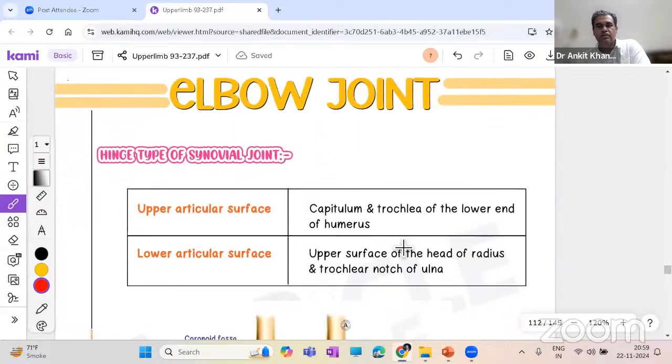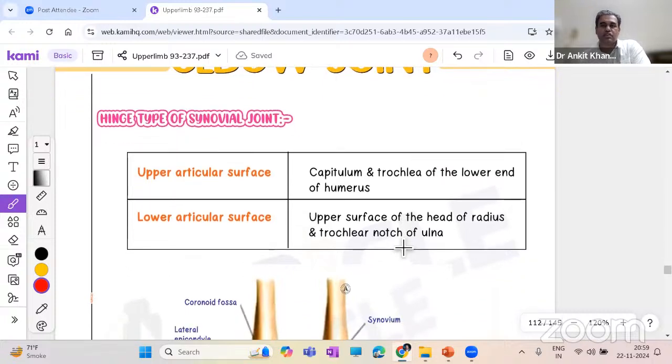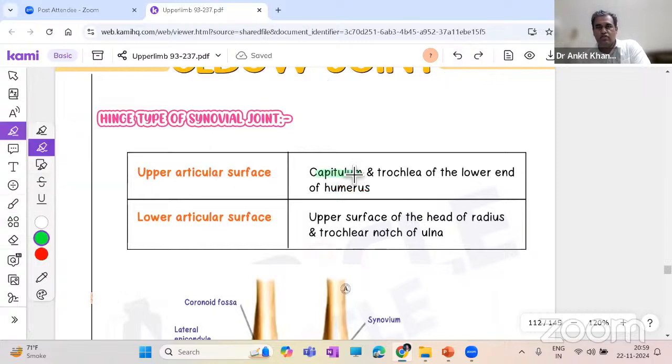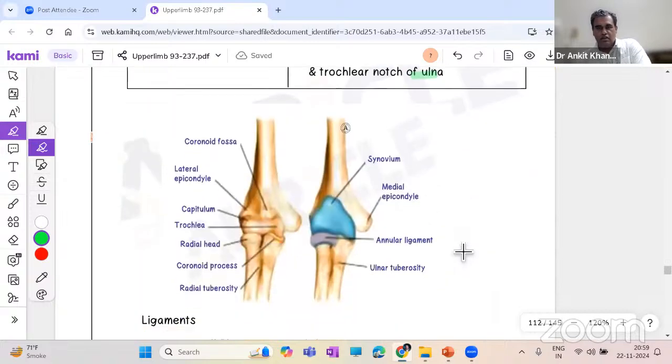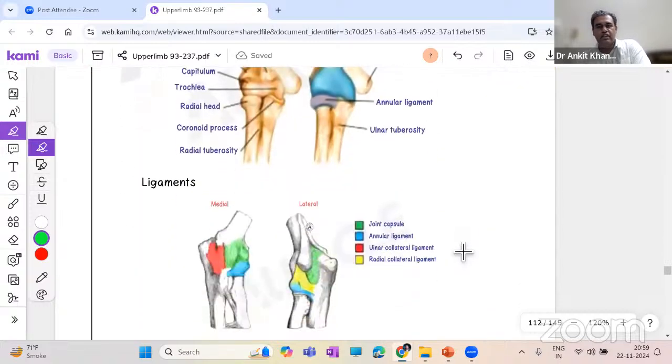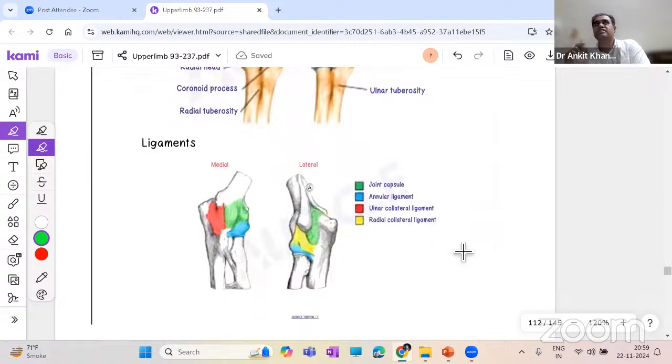Then comes the last point, the elbow joint. Again, similar things. We have the upper articular surface, which is the humerus, and the lower articular surface, you have the radius and ulna. So radius, ulna. Here again, what are the capsule attachments? Then ligaments. Which type of joint is it? It is a hinge variety.